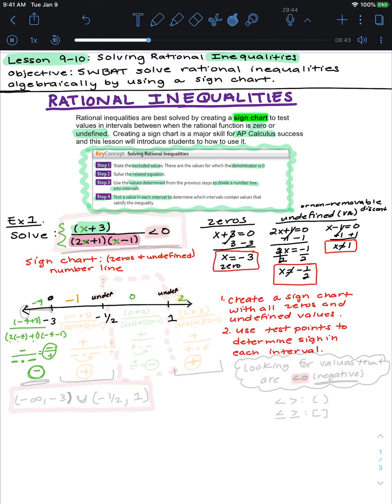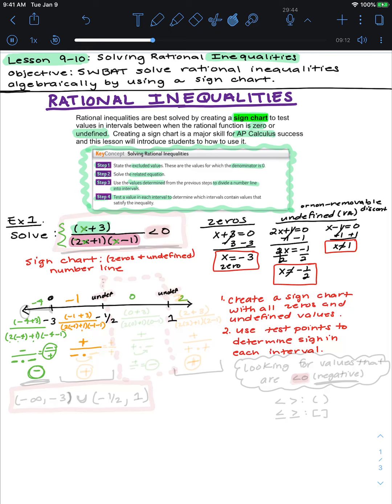So I'm going to go ahead and have -1 plus 3 over 2 times -1 plus 1 times -1 minus 1. Well, -1 plus 3 will give me a +2, so that's a positive sign on the top. 2 times -1 is -2. -2 plus 1 will still be a negative, so I'll put a negative down there.